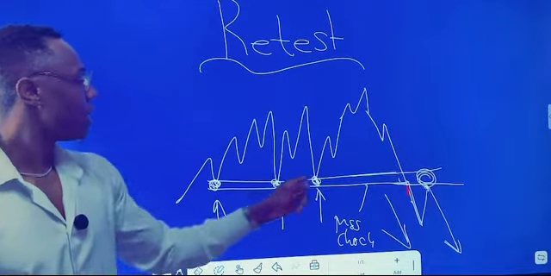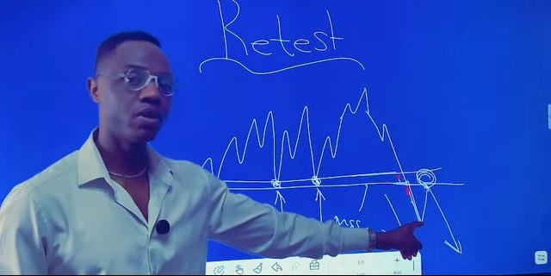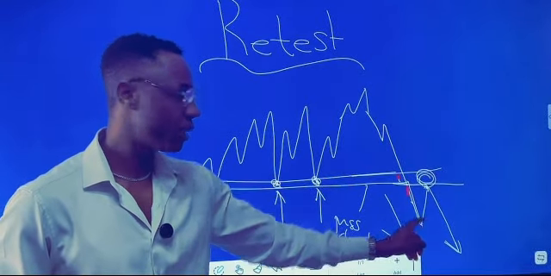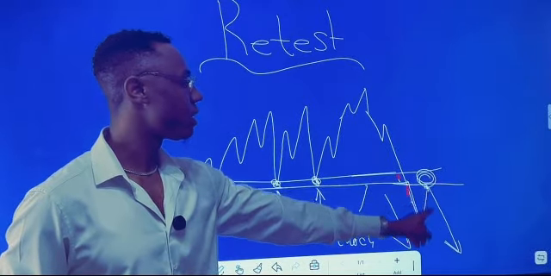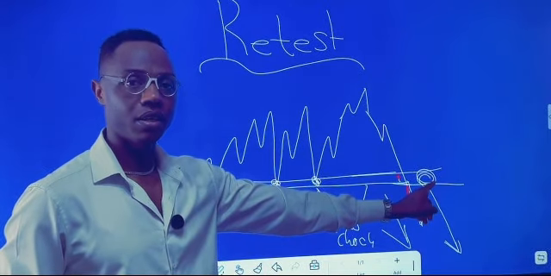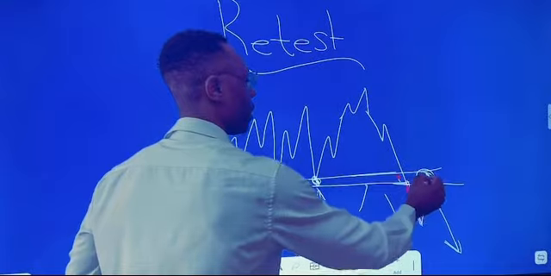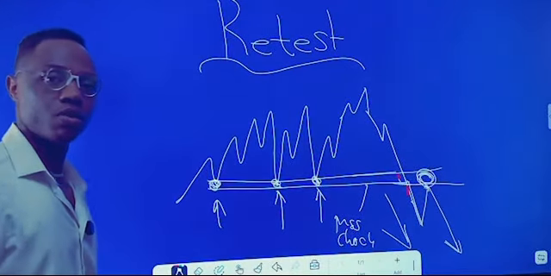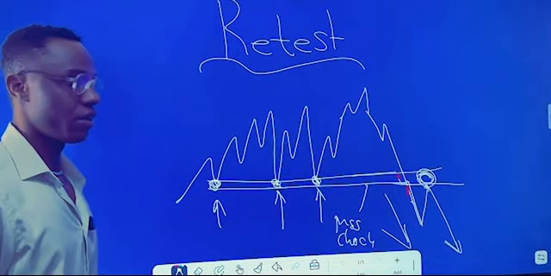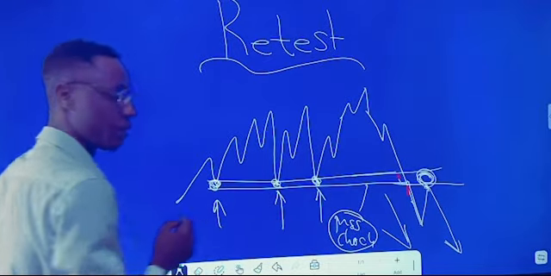So now, this support zone has been broken. Once it is broken and closed below with a full body candle, the support zone turns into a resistance. It comes back to fight the price when the price gets here. So what do you do at this zone? You cannot just enter because the market is retesting it. No. First of all, what you need to check is the market structure shift.